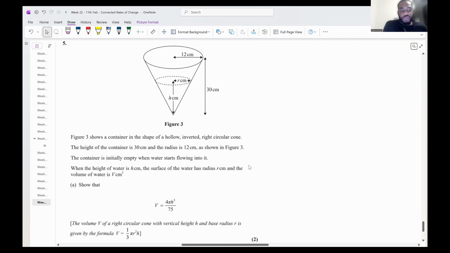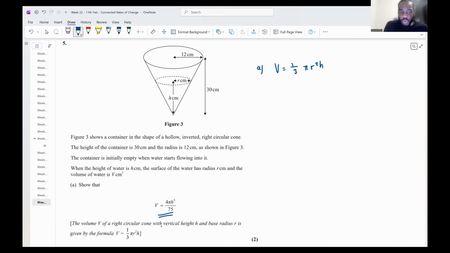In square brackets, the volume V of a right circular cone with a vertical height h and base radius r is given by V equals a third pi r squared h. So it's 2 marks. Let me put part A here. We know the general formula for the volume is given to us. Now, in the context of this question, it's equal to that, so we need to show that this can somehow be written as that.